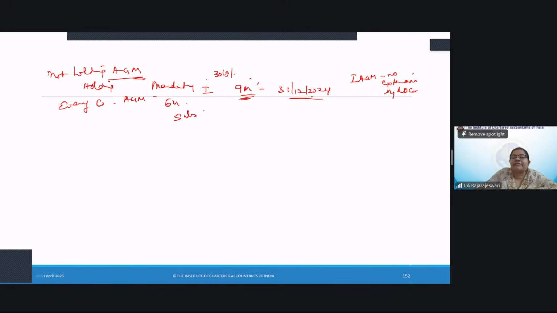Whereas for subsequent AGM, extension can be granted by the ROC provided you give a valid reason for that. That is the concept. Adjourned meeting need not be specified. You need not give the reasons, but you are not holding the AGM.